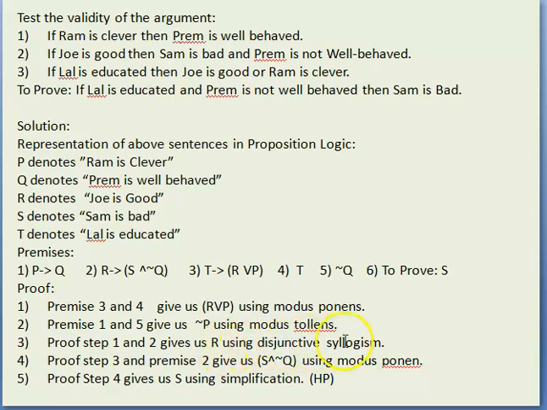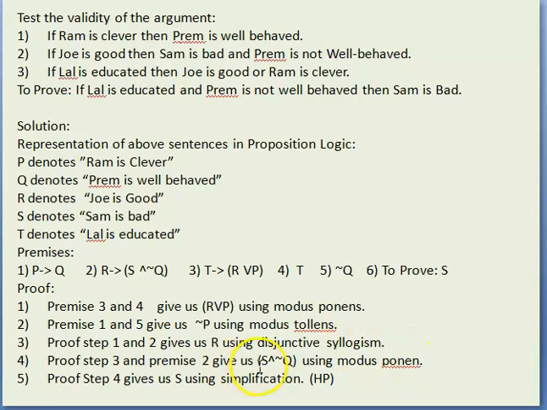Why? Because we have disjunctive syllogism. What does disjunctive syllogism say? If R or P is given to be true, and we find that P is not, negation of P is true, then R has to be true, or otherwise this sentence will become untrue. Therefore, R has to be true using the disjunctive syllogism. Then we have proof step 3 and premise 2. So, proof step 3 says that R is true, and premise 2 says R implies S and negation of Q.